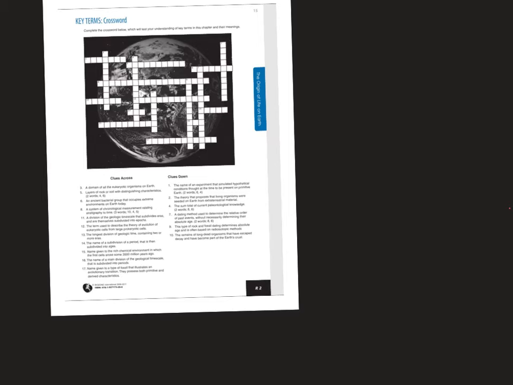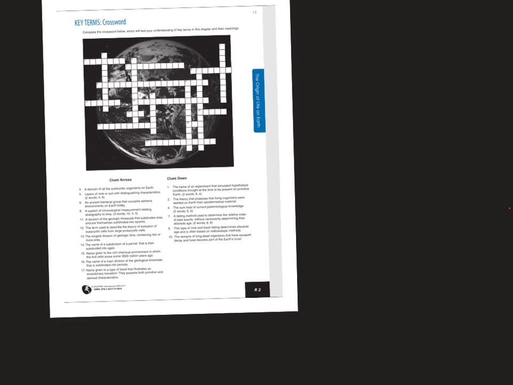So I thought with the puzzle I'd give you a few clues. So let's start. The domain of eukaryotic organisms on Earth, you should know that. If not, I'm sure you can look it up. You can find it. Layers of rock and soil distinguishing characteristics.